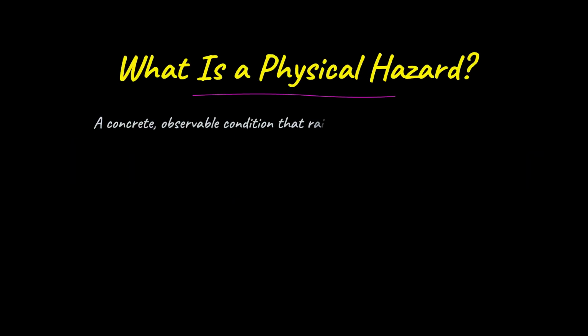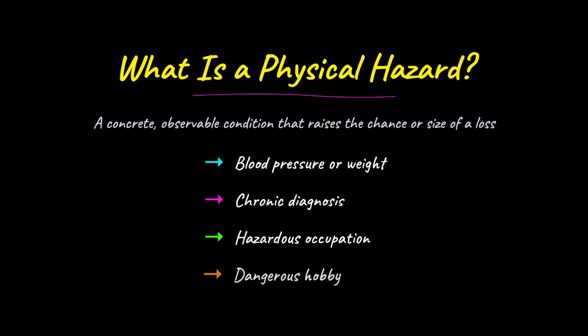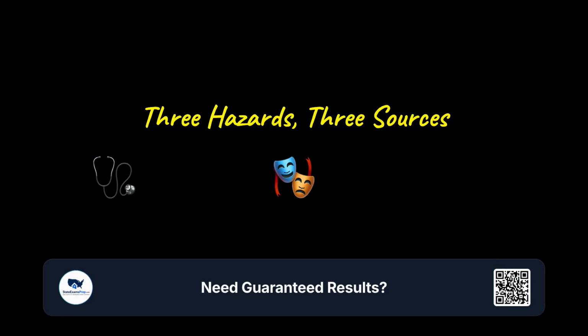When an applicant walks in with a heart condition confirmed by medical tests, that fact belongs to a specific category underwriters call physical hazard. A physical hazard is any concrete documented condition of a body, object, or environment. In life and health terms, that means things like blood pressure, weight, a chronic diagnosis, a hazardous occupation, or a dangerous hobby. The exam loves to blur physical hazard with moral and morale hazard, since all three raise the odds of loss. Physical hazard comes from a real bodily or environmental fact.